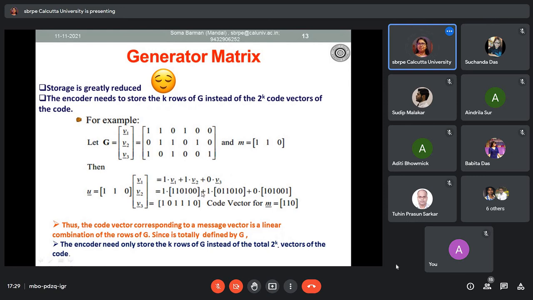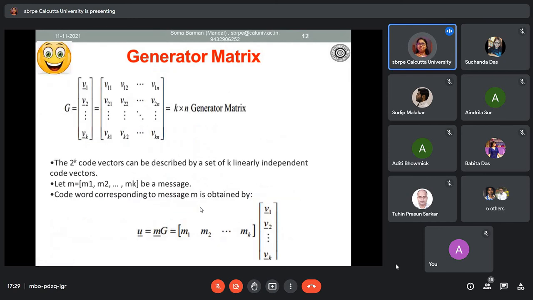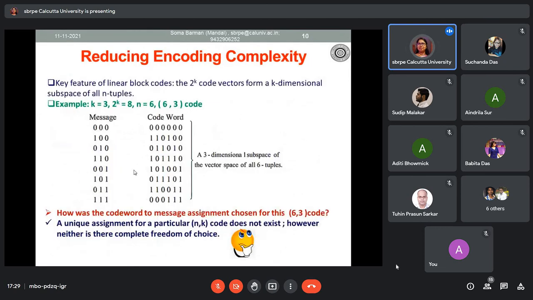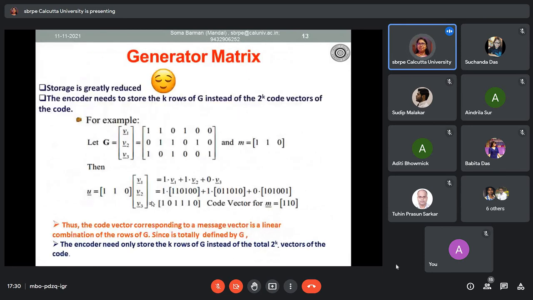So with this XOR operation or modulo 2 operation, you generate 1 0 1 1 1 0. So that is 1 0 1 1 0. This is the same as the lookup table given, 1 0 1 1 0. So any message vector, 1 1 1, you can easily generate by using this generator matrix.